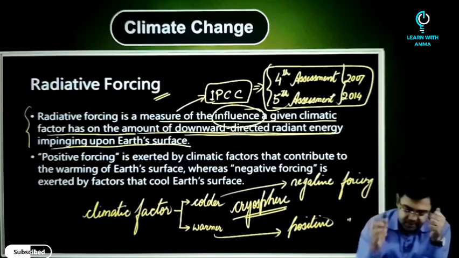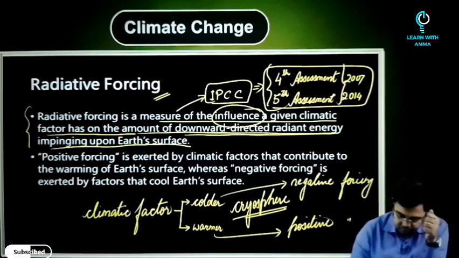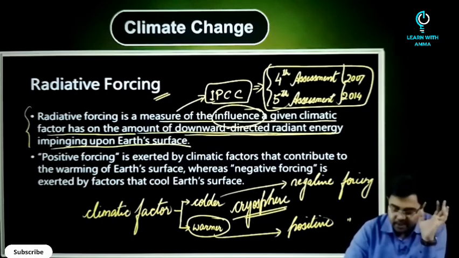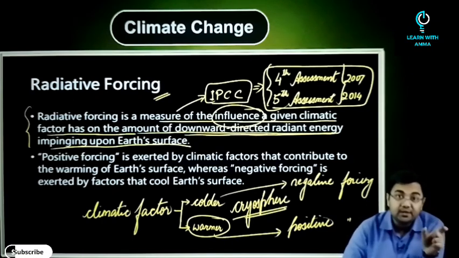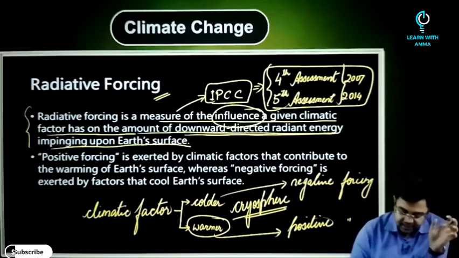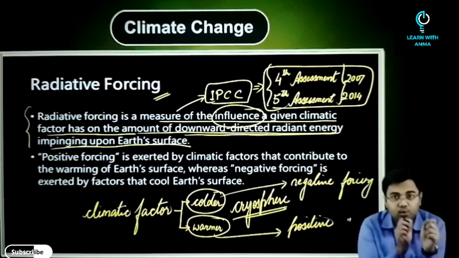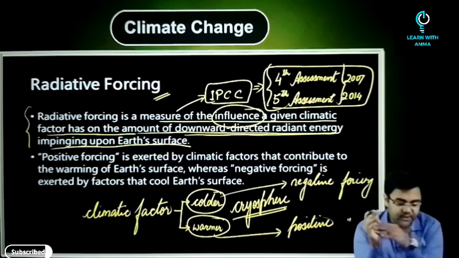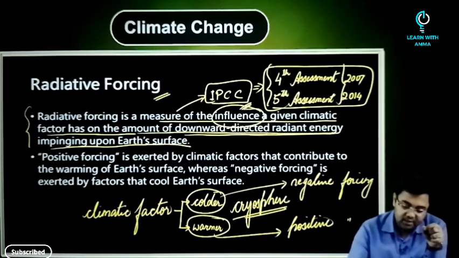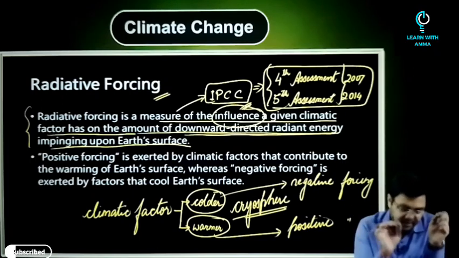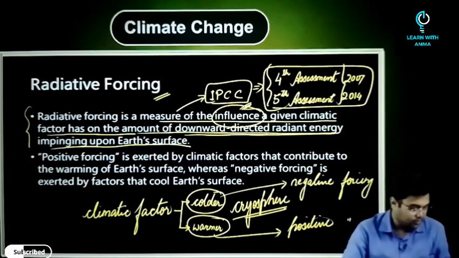If it is positive, it means that this climatic factor is making the climate warmer, and if we say there is a negative radiative forcing, in that case we mean that it is making the climate of the earth colder. So please understand this. So basically that's why we are saying that we are trying to measure the influence that a climatic factor has, and this would be called radiative forcing.